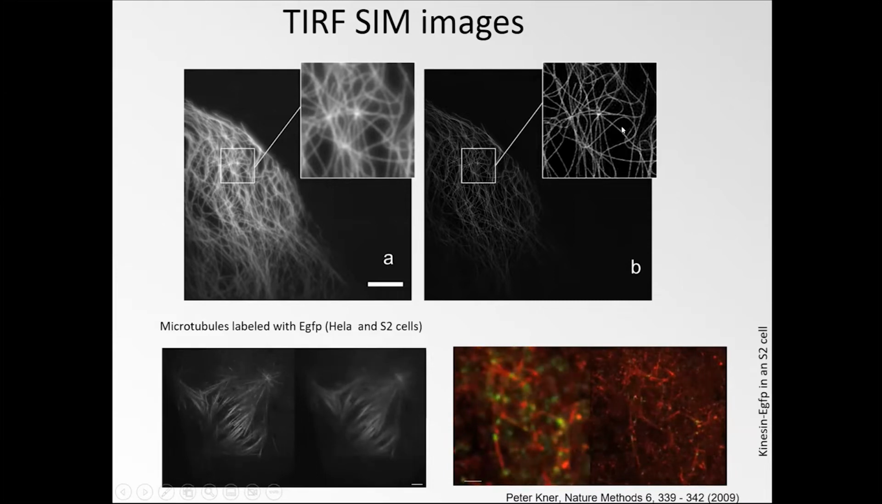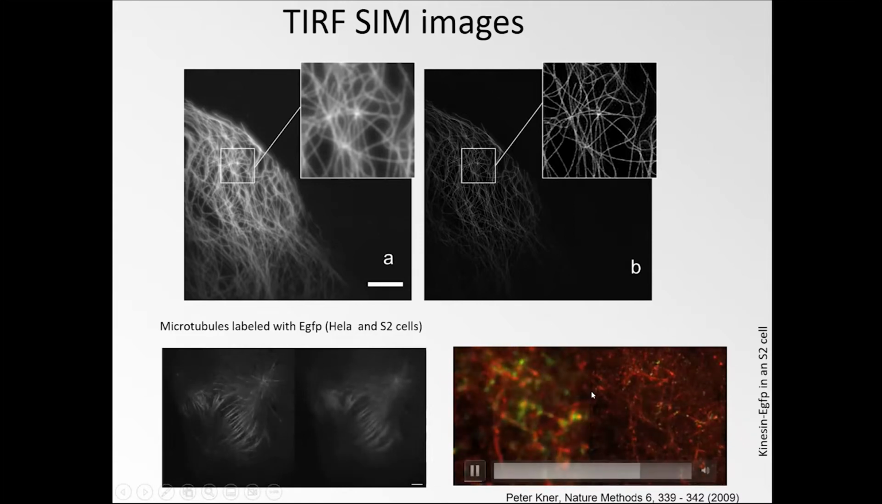And you can see that some junctures or overlap of microtubules get better resolved. And here, this was one of the first live SIM papers from Peter Nair, also with Mats Gustafsson. Here, microtubules in an S2 cell, and here kinesin, here in TIRF, and here in TIRF-SIM, imaged at video rate. And you can kind of see how these motor proteins crawl along microtubule tracks.